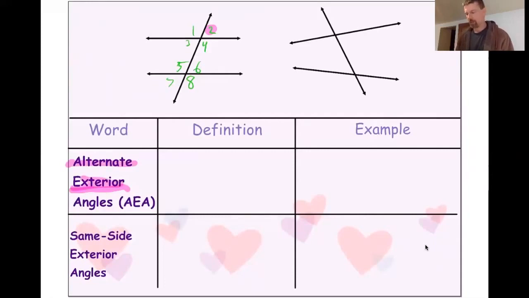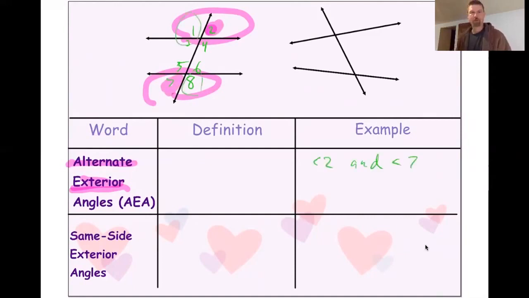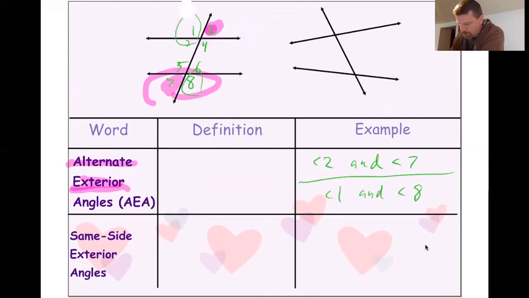All right. Well, outside ones, these ones are on the outside, and these ones are on the outside. 2 is over here on the right side of the transversal. If I want to have an alternate exterior angle, I'm going to need one on the left side. So 2 and 7. Also, 1 and 8. Those are also on the outside of the parallel lines and on opposite sides of this transversal. If you wanted a definition of that, it's the same exact definition as the interior versions, except now we're using the word outside because they are exterior versions.